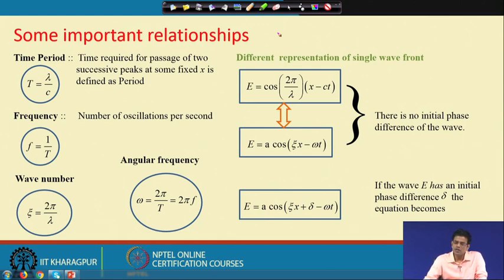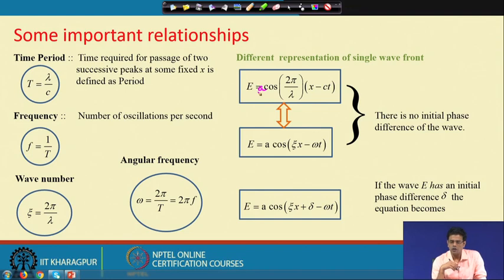Now, different representations of the wave front. This is our solution of the wave equation that we have assumed, and this simple harmonic motion can be written in terms of these quantities. For instance, here there will be a.